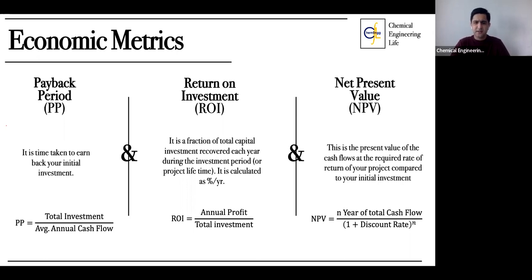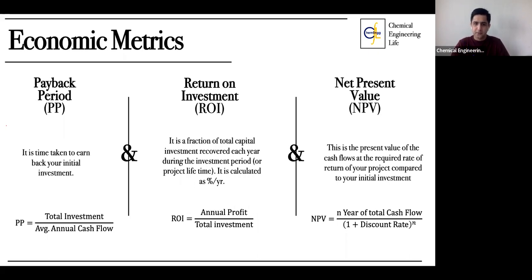The second metric that we decided to look at is the return on investment. It is a fraction of total capital investment covered each year during the investment period or the total project time. So let's say we have a production for 20 years, and you need to be able to tell your investor how much money you actually ended up making with respect to your investment. And of course, it should always be more than one, like more than 100%. The way we calculate it is your annual profit divided by total investment.